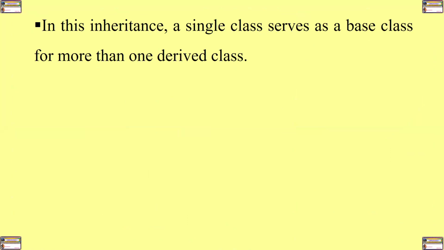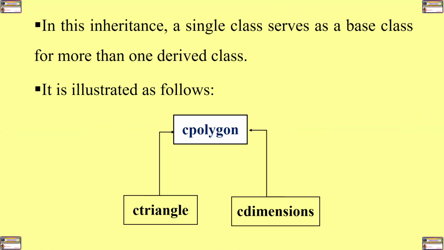What happens in this type of inheritance? In this inheritance, a single class serves as a base class for more than one derived class. It is illustrated as follows. So simply, this type of inheritance inherits properties directly from several classes.